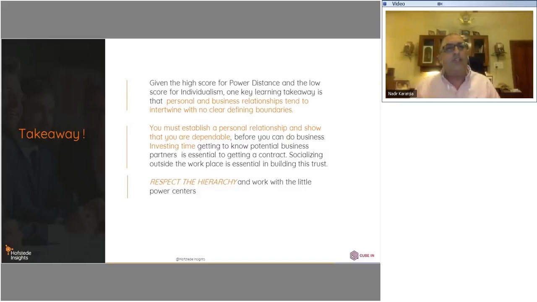So establishing, and this is the key point, establishing a personal relationship, showing that you are dependable, you are part of the group, is when you can actually do proper business with people here because you have invested time getting to know them, and you've invested time and effort in building a relationship. Respect the hierarchy, build a relationship. This is critical to work in this country.